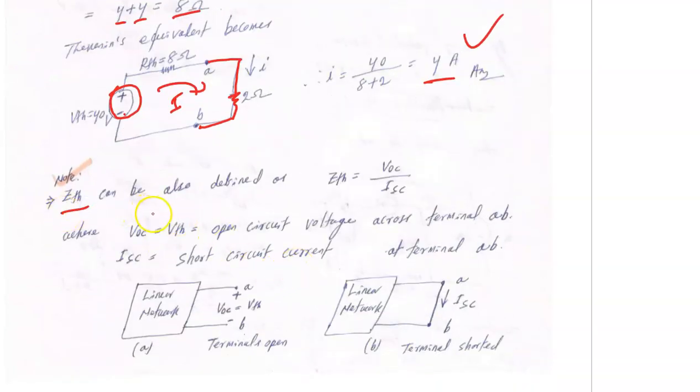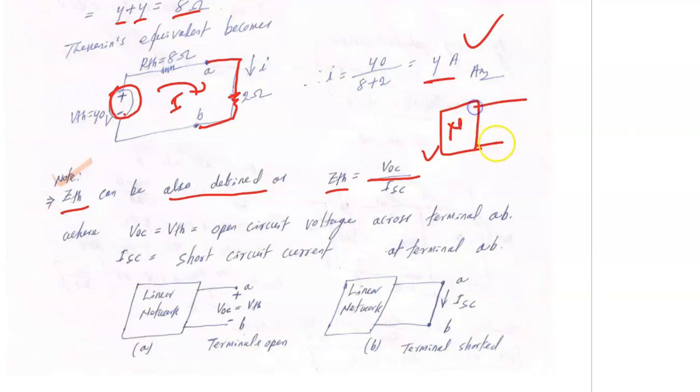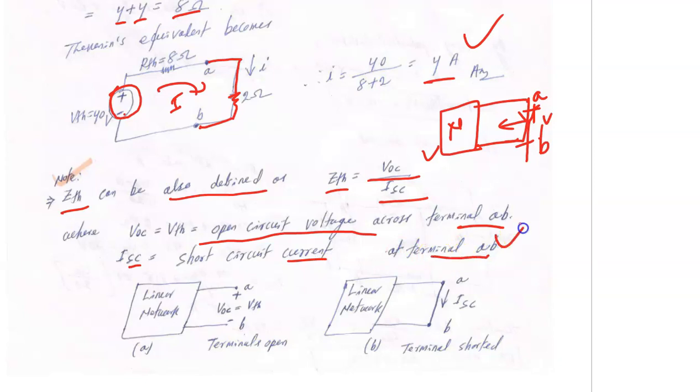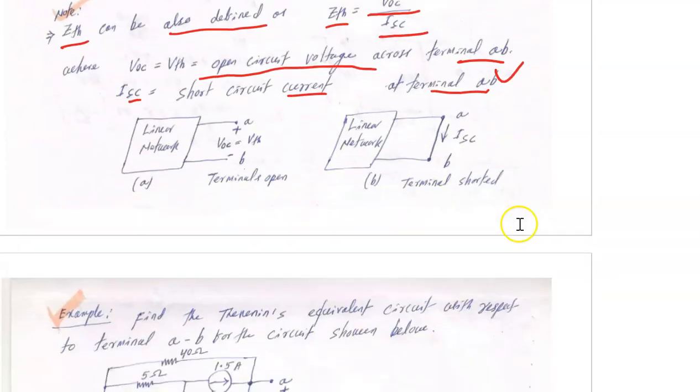Thevenin resistance can also be defined as ZTH is equal to open circuit voltage upon short circuit current. Like this is your network. Let's say I want to find the Thevenin resistance across AB. So find open circuit voltage. Now find the short circuit current. So VOC is the open circuit voltage across the terminal AB, ISC short circuit current at the terminal AB, as I have demonstrated here.